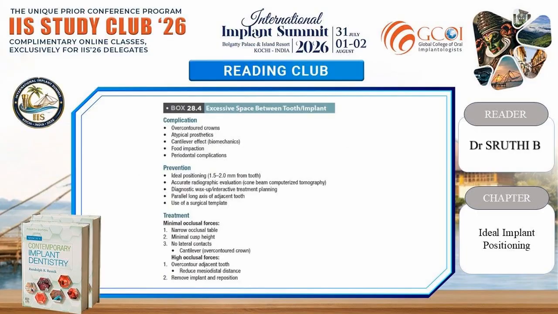Box 28.4 shows excessive space between tooth and implant. Complication: over-contoured crowns, atypical prosthetics, cantilever effect, that is biomechanics, food impaction, periodontal complications. Prevention: ideal positioning, that is 1.5 to 2 mm from tooth; accurate radiographic evaluation, that is computerized tomography; diagnostic wax-up or interactive treatment planning; parallel long axis of adjacent tooth; use of a surgical template.